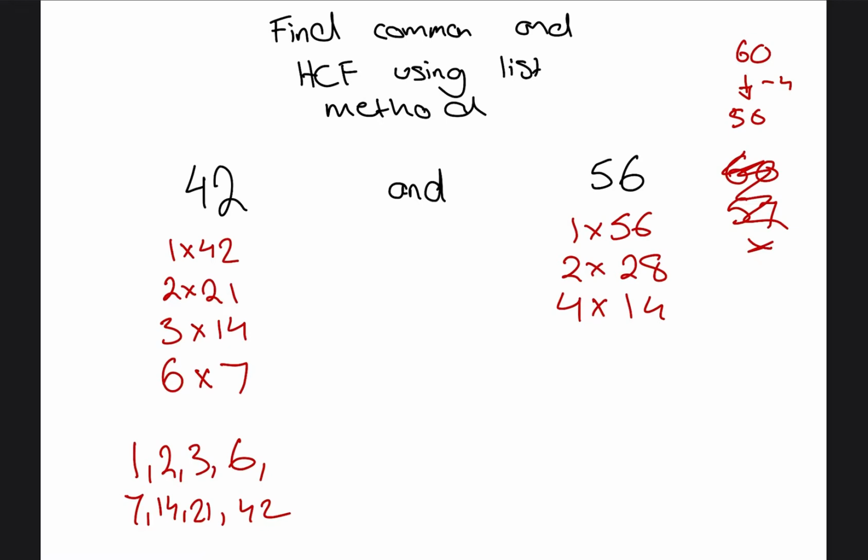5 doesn't, 6 doesn't, 7 does. So there we are. And now we just loop back round. So 1, 2, 4, 7, 8, 14, 28, 56.